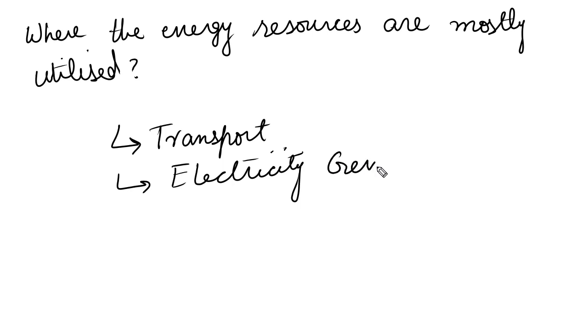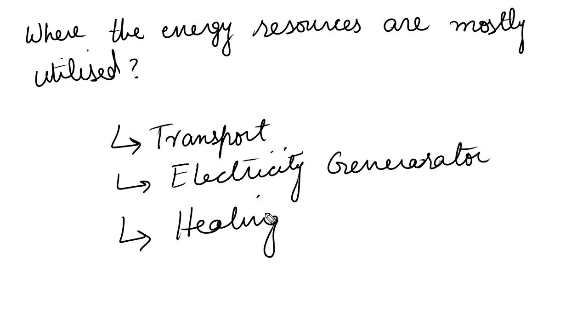So in electricity generators, mostly the energy resources are used to produce the electricity. Number three is heating. In order to provide heat energy to some of the environmental needs of human beings, we use these energy resources. So let's suppose we burn the fossil fuels to generate the heat. We use the geothermal energy to produce the heat, and we use the nuclear fuel to generate the heat. So these are the three main categories for which all of the energy resources are mostly utilized.